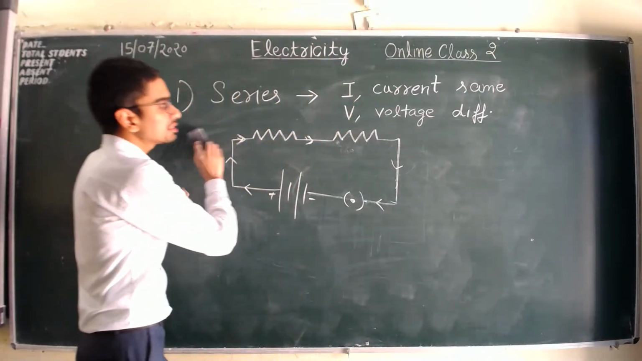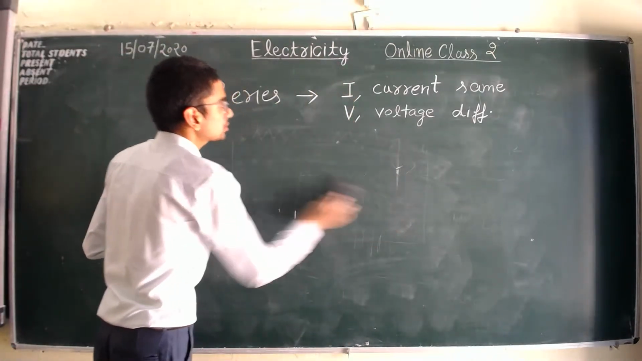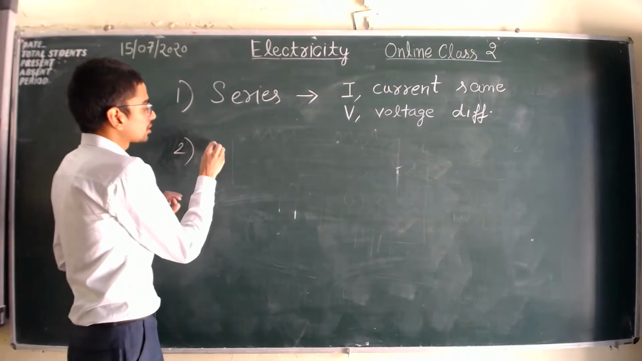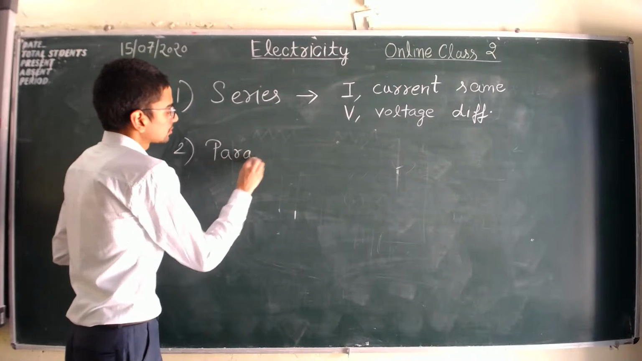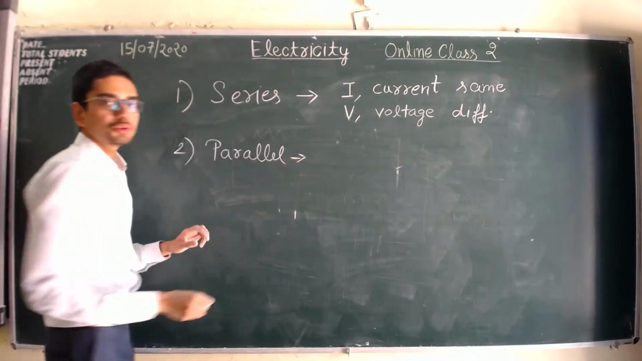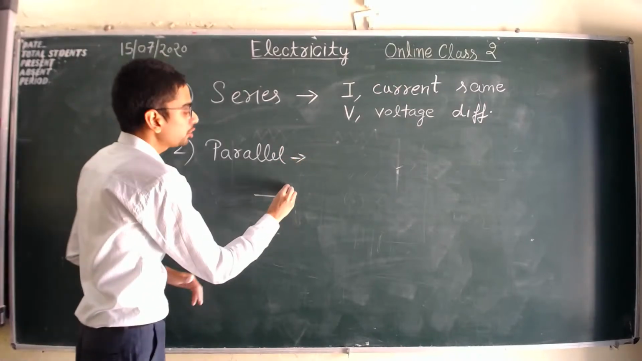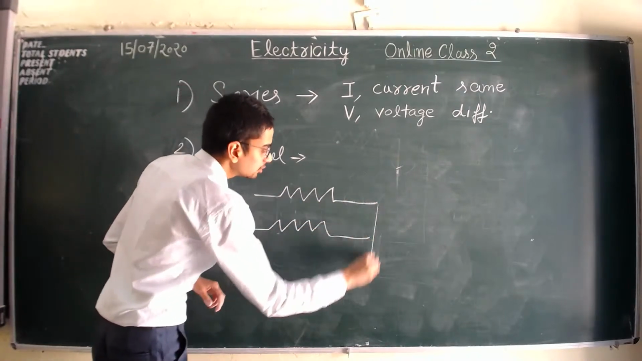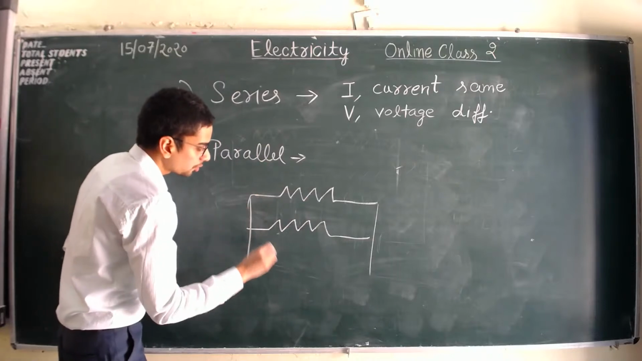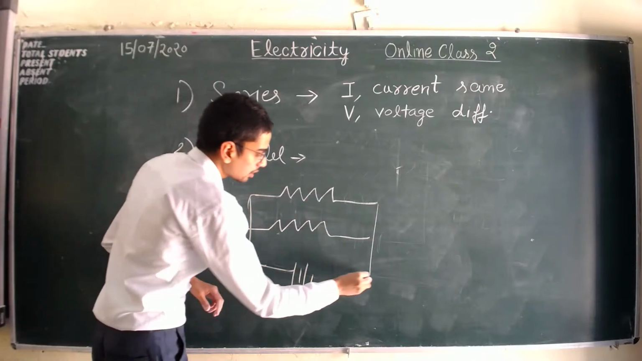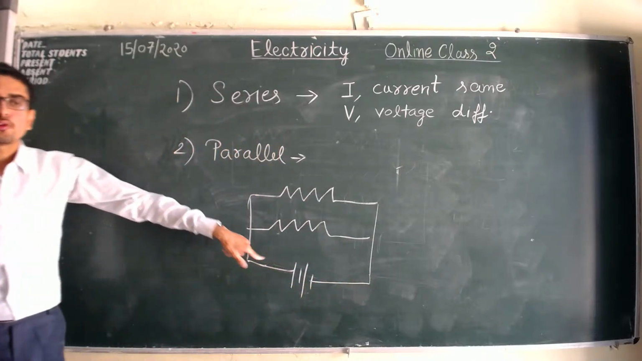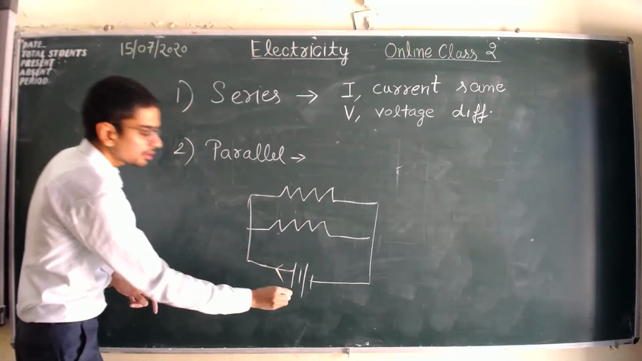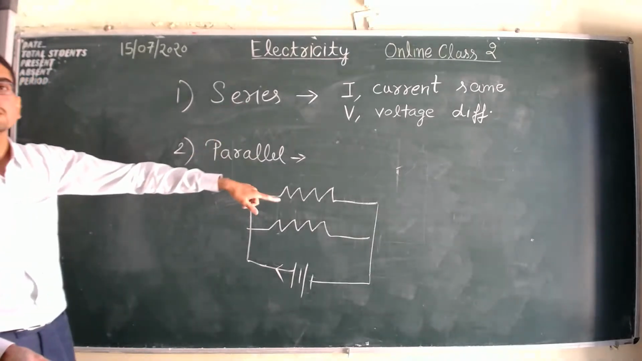If this circuit is drawn in parallel, अगर आप पैरेलल में ड्रॉ करते हो, पैरेलल में देखिए, पैरेलल, how do you draw parallel circuit? Two resistors in parallel like this, both connected to battery. Now current flows positive to negative here. Okay, you should draw this in your notebook.